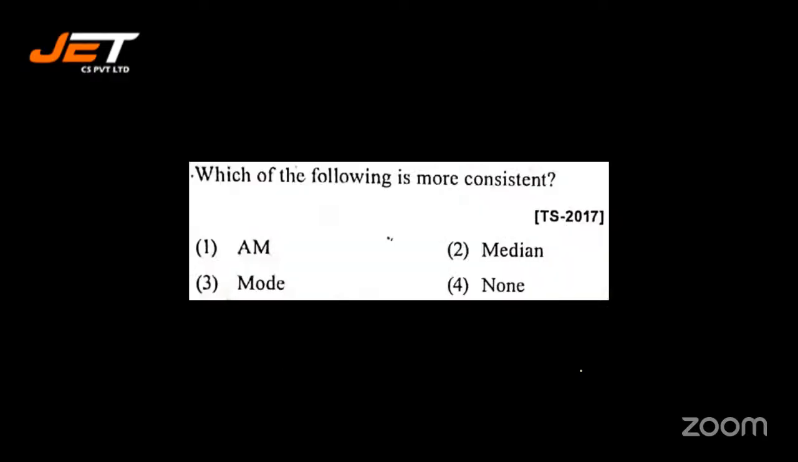Now see the next question. Which of the following is more consistent? Is it arithmetic mean, median, mode, or none? Which of the following is more consistent? Is it arithmetic mean, median, mode, or none?